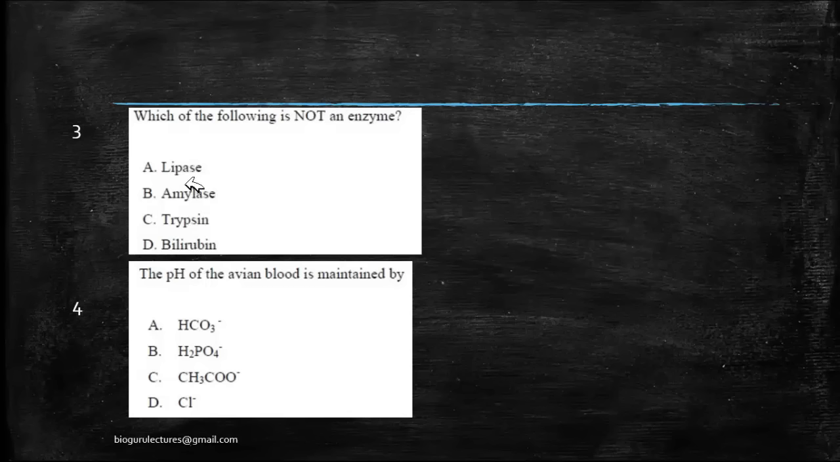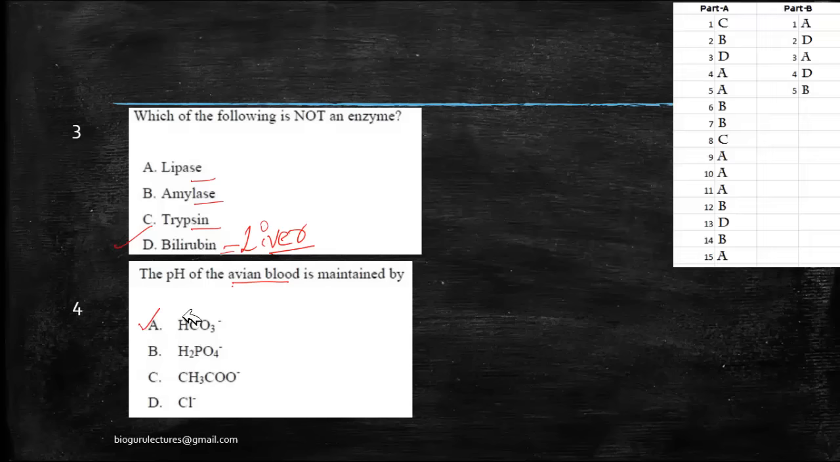Next, look at the third question: which of the following is not an enzyme? We know that whatever ends with -ase or -in are mostly enzymes in the digestive system. Bilirubin is the one which is produced by the liver. Whatever secretions are produced by the liver are not considered enzymes. So the answer is D. And the pH of avian blood is maintained by bicarbonate, HCO3, which also plays a major role in mammals as well.